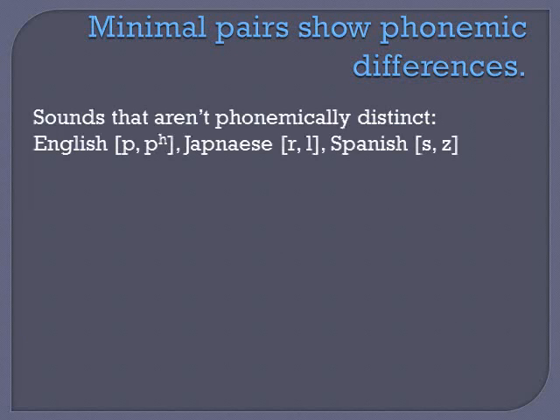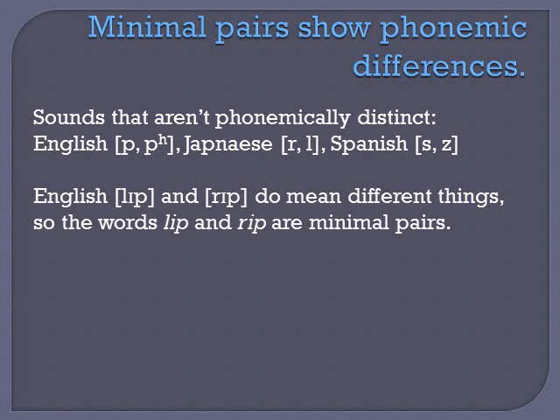So with that in mind, how do you tell which sounds make a phonemic difference? How do you know which sounds are different phonemes? We've seen a bunch of pairs that don't make a difference. In English, aspiration after a voiceless stop. In Japanese, the sounds that are called liquids, the l and the r, don't make a phonemic difference. In Spanish, the voiced fricatives are not phonemically distinct from their voiceless counterparts. How do you tell what makes a difference?